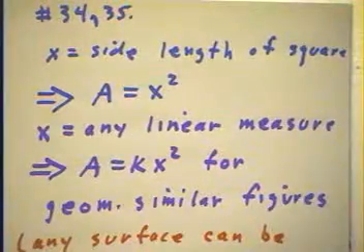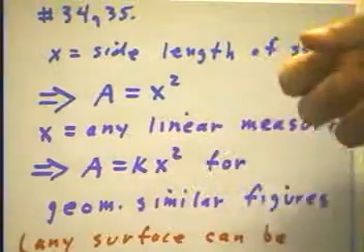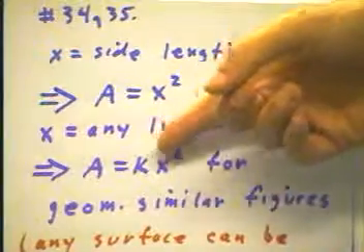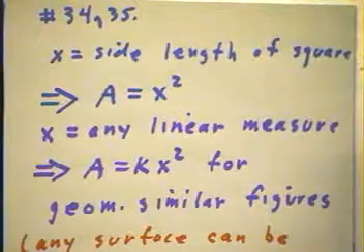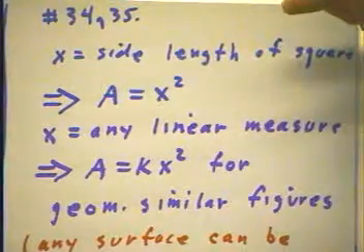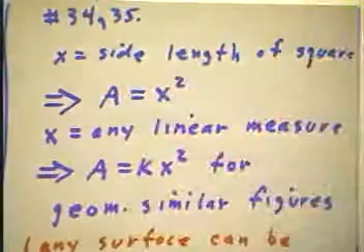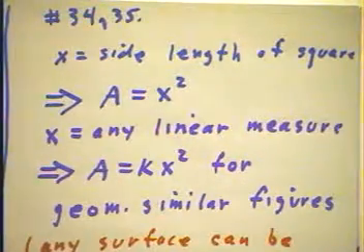It could be two circles, where x stands for the radii of the circles. If x is the radius of a circle, then the area is proportional to the square of the radius. If x is the circumference or the diameter, anything that can be measured with a tape measure, we're going to have this proportionality.